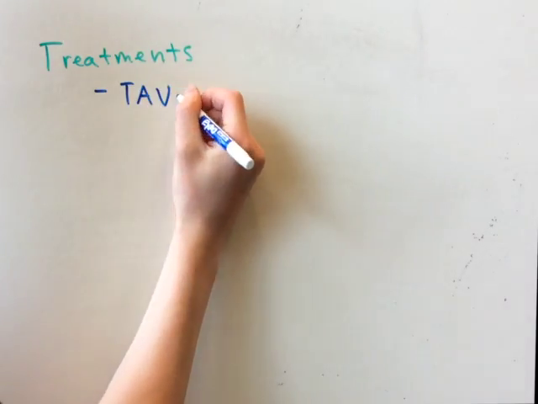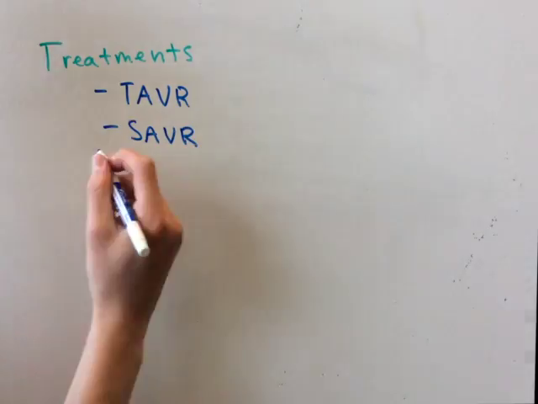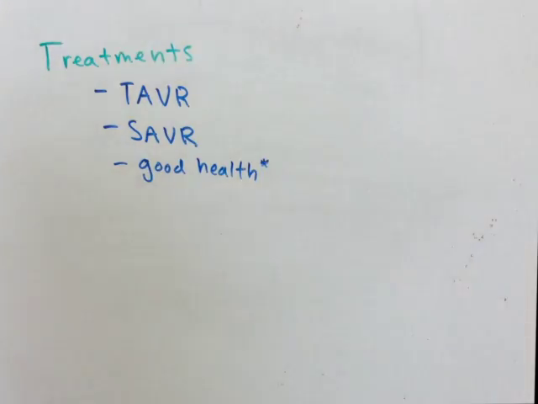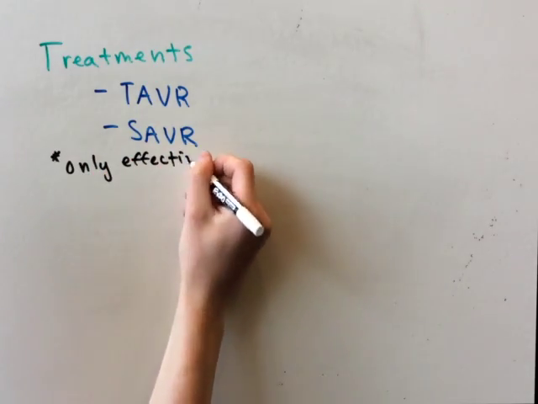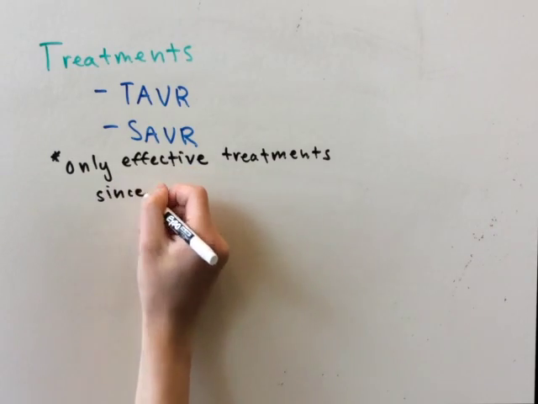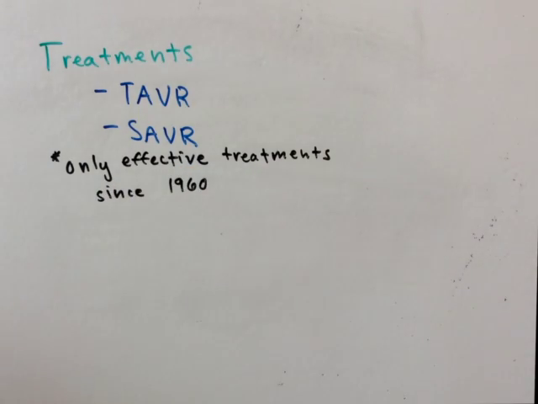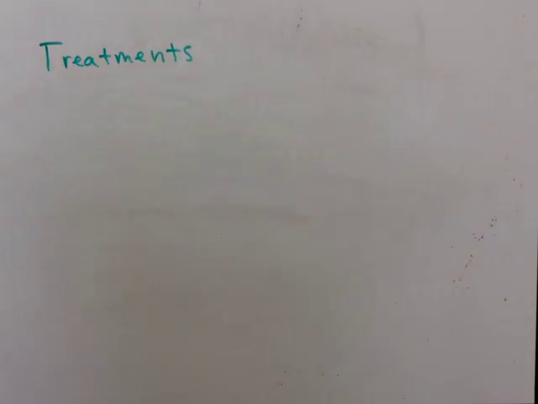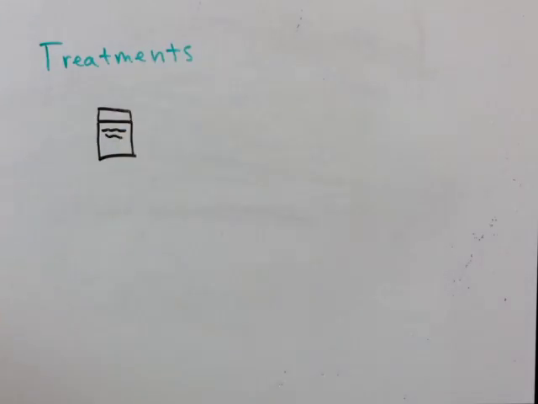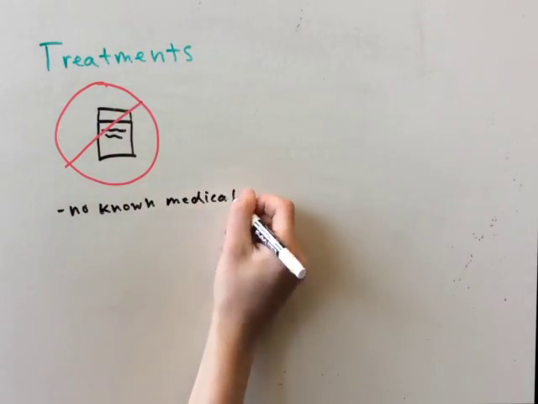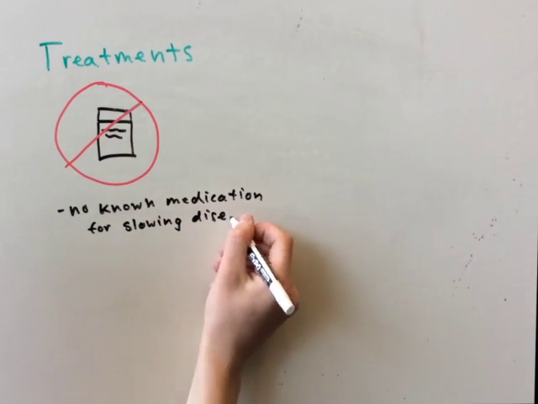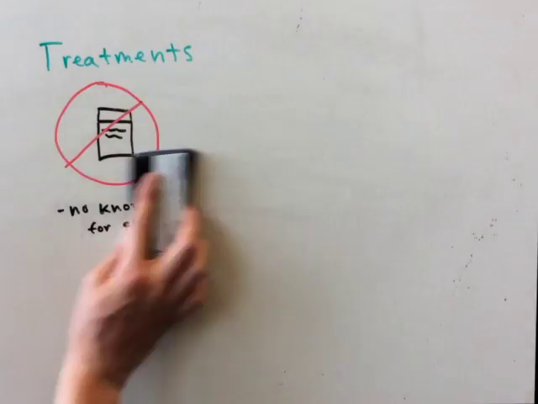There are only 2 forms of treatment for AS, including 2 valve replacements called transcatheter aortic valve replacement and surgical aortic valve replacement. Surgical valve replacement has been the only effective treatment for aortic stenosis since 1960. The only other way to prevent this disease is by taking care of your body and not inheriting the disease in the first place. There are no known medications for slowing the progression of aortic stenosis. A doctor may distribute antibiotics or pills to control blood pressure, but other than that, there are no other treatment options.